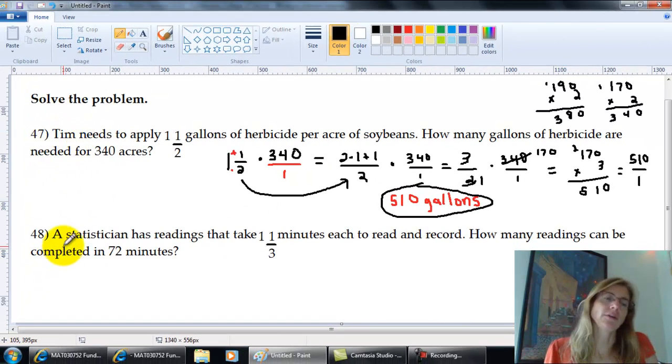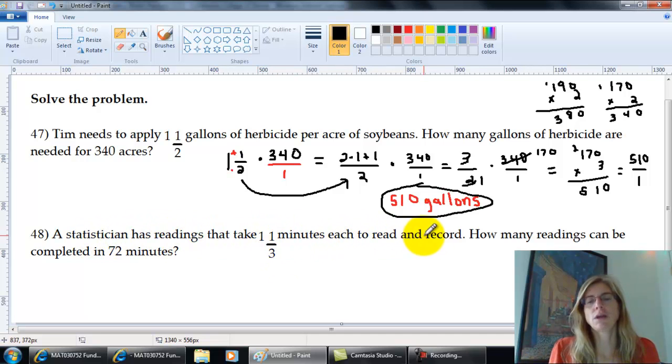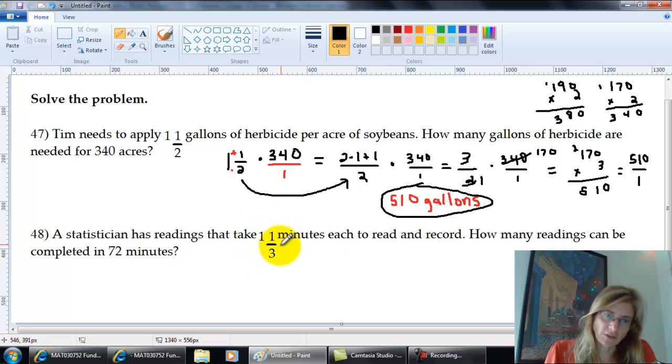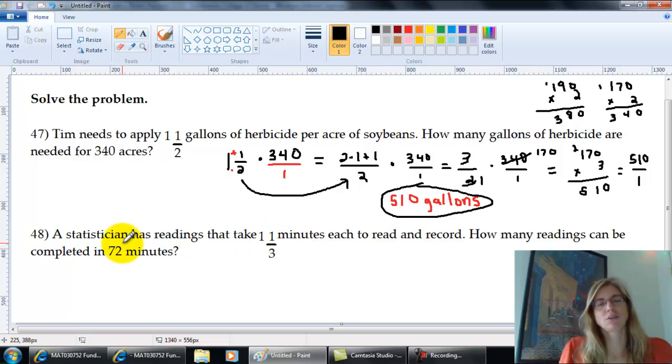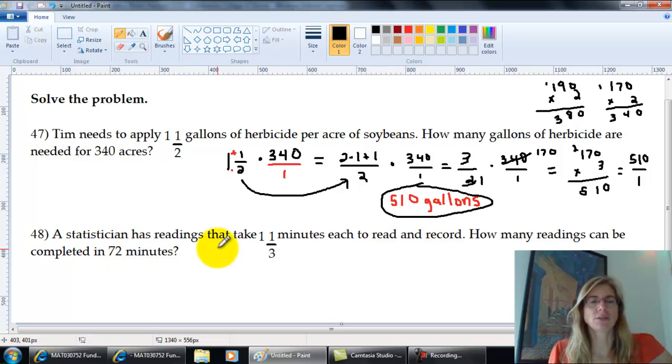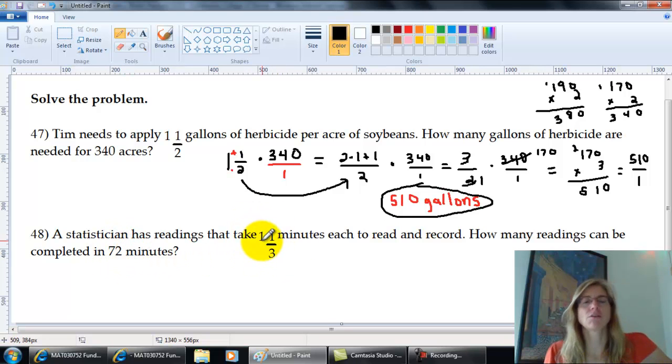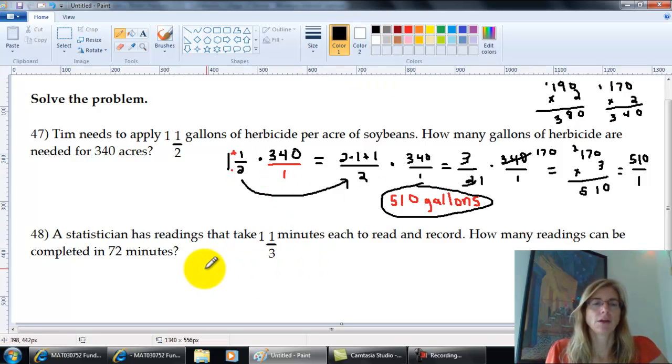So number 48. A statistician has readings that take 1 1/3 minutes each to read and record. How many readings can be completed in 72 minutes? So if each reading takes 1 1/3 minutes, how many of these 1 1/3 minutes can fit into the whole number of 72? In other words, it's like dividing 72 minutes up into these little increments of 1 1/3 minutes. So it's a division problem, and 72 being the dividend.